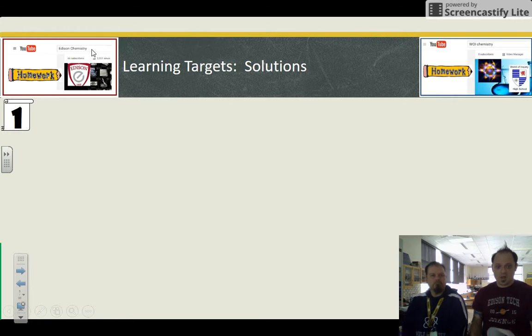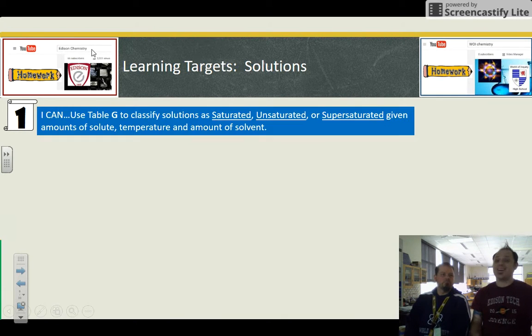Got stuff. What else we got here? We got lots of I cans for this unit. Use Table G to classify solutions as saturated, unsaturated, or supersaturated, given amounts and temperatures.